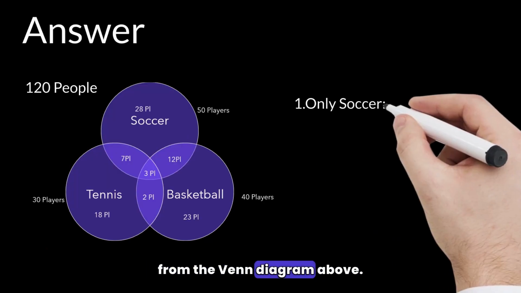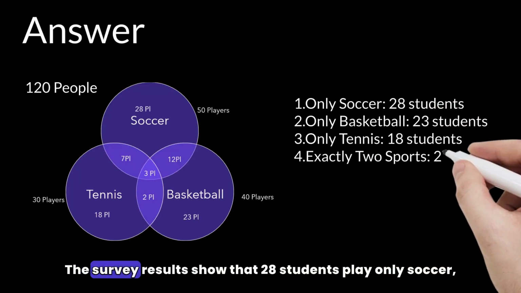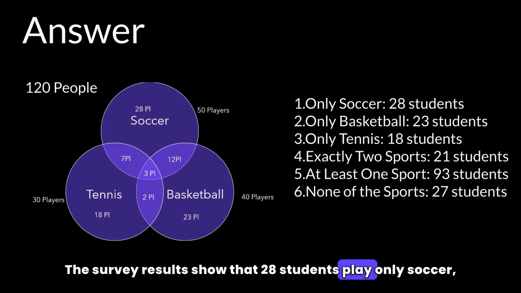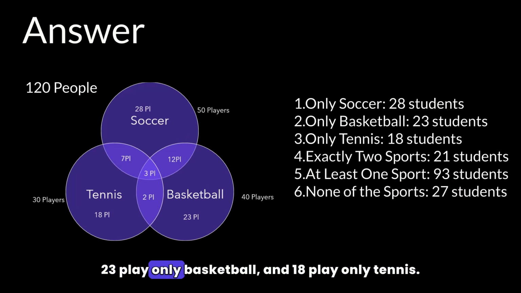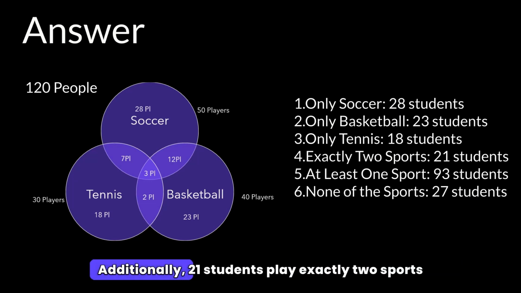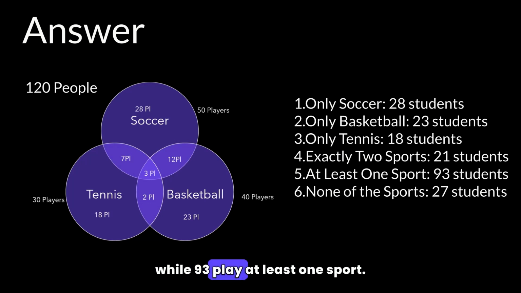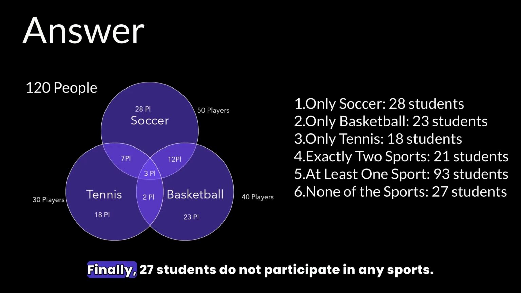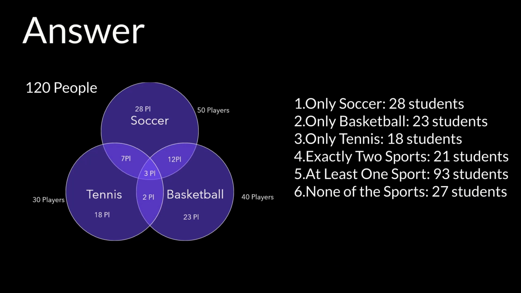The following results can be read from the Venn diagram above. The survey results show that 28 students play only soccer, 23 play only basketball, and 18 play only tennis. Additionally, 21 students play exactly 2 sports, while 93 play at least 1 sport. Finally, 27 students do not participate in any sport.